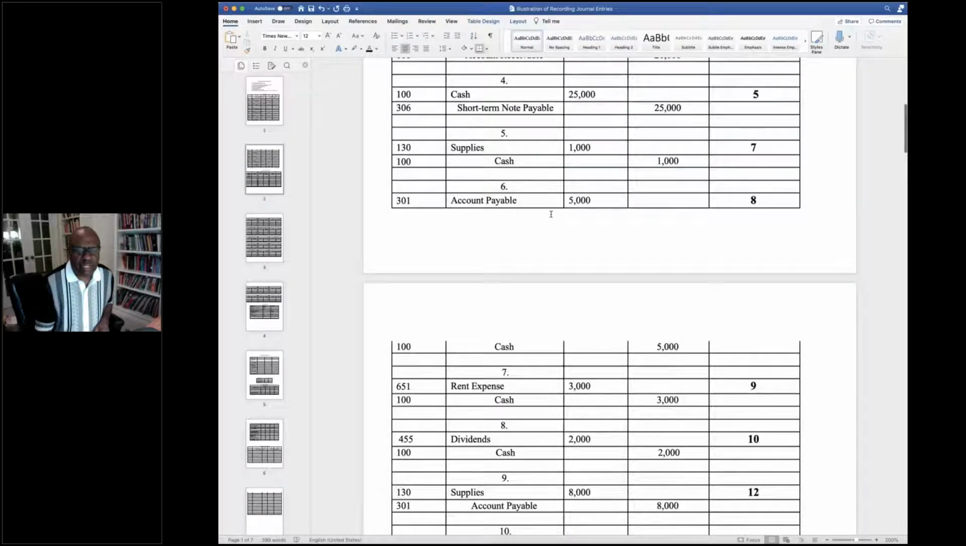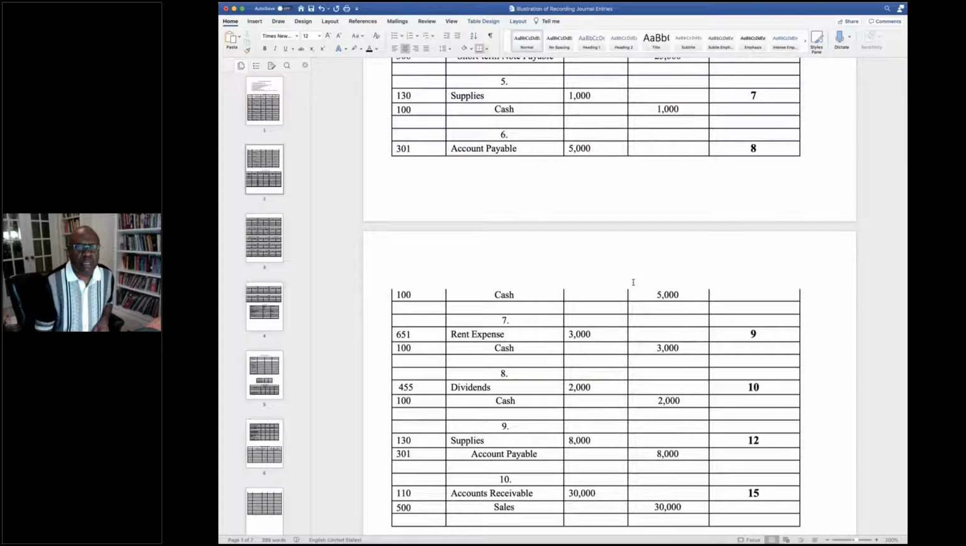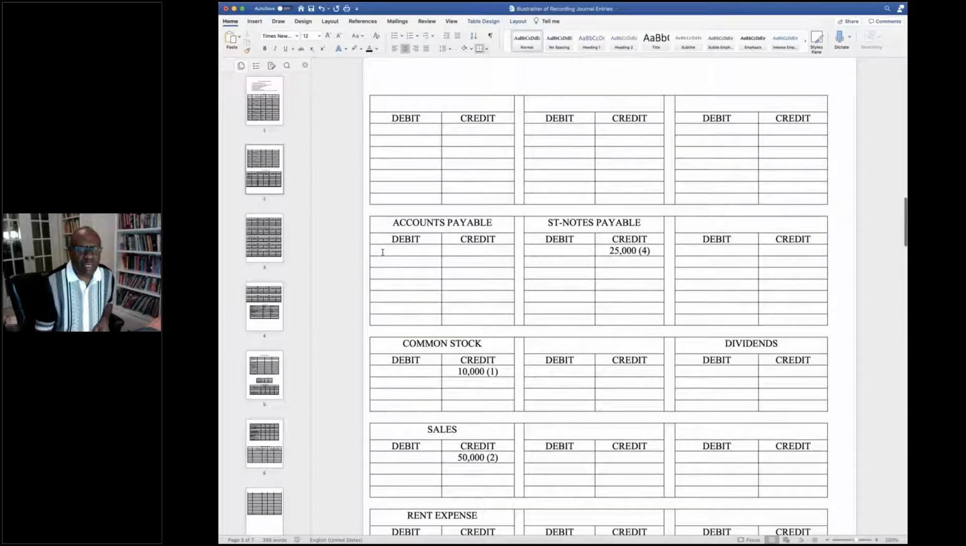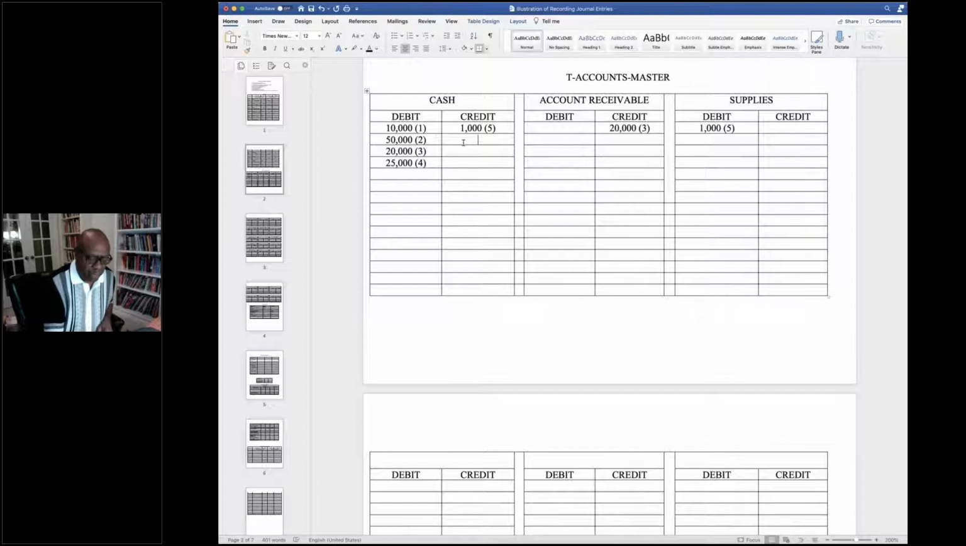We next go to transaction 6, where we bought something on credit and now we have to pay for it. And so we bought something on credit, and we'll see that later. So we debit accounts payable and credit cash. So we're going to go to transaction 6. We're going to go to the debit side of accounts payable. And we go back to cash and put in our credit for the payment on that accounts payable.